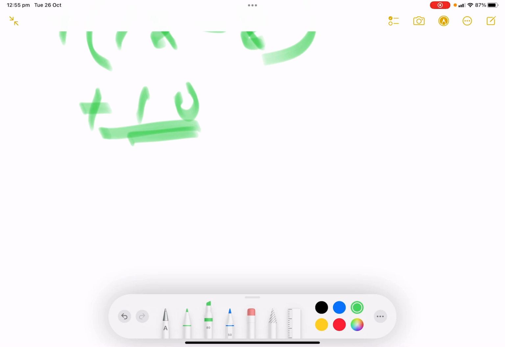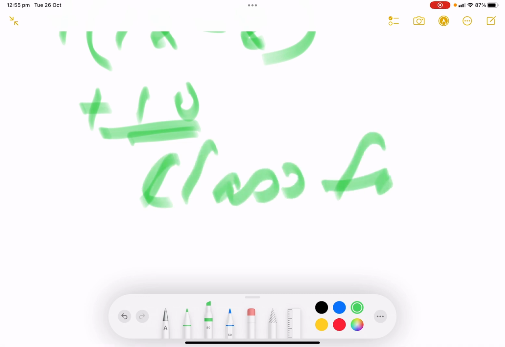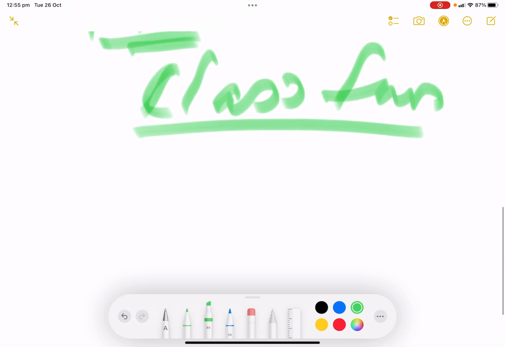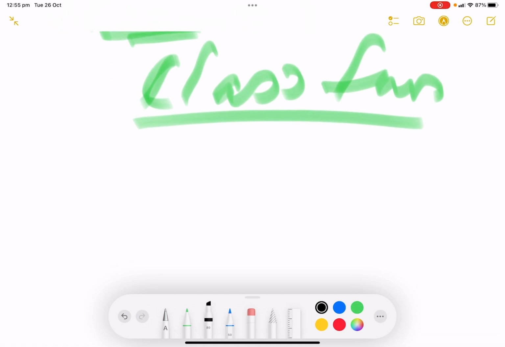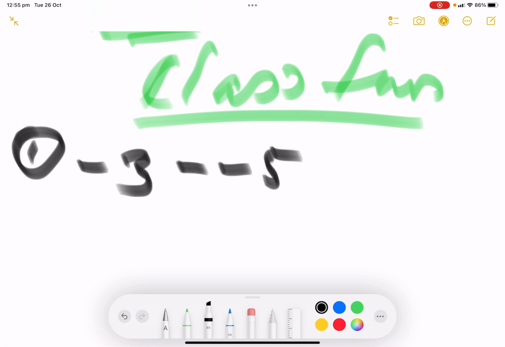Let us do some class fun. Class fun we do together. Let me change my pen, the color. So number 1, we have -3 minus -5 plus -4 minus 7.